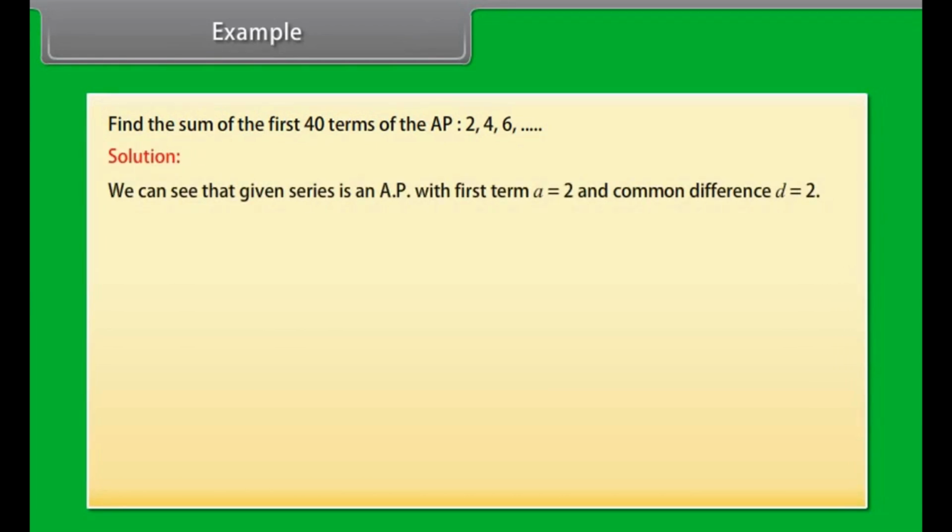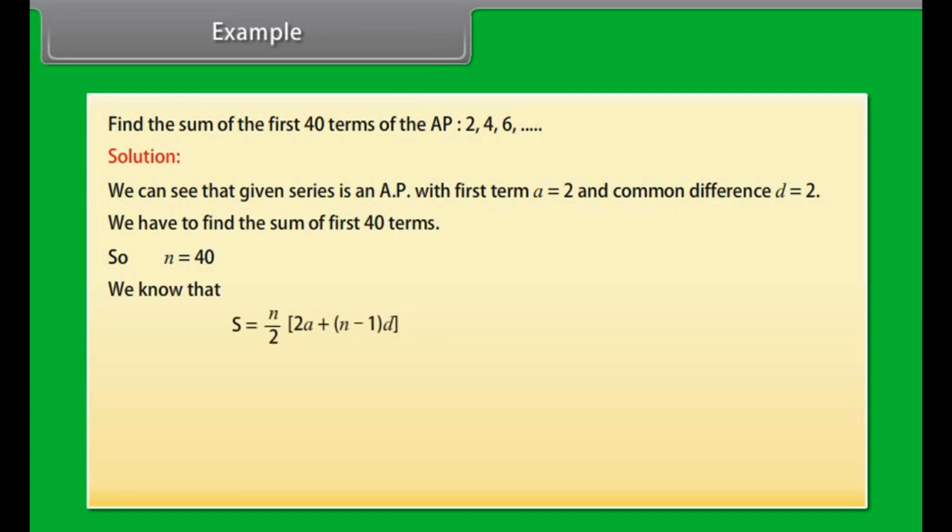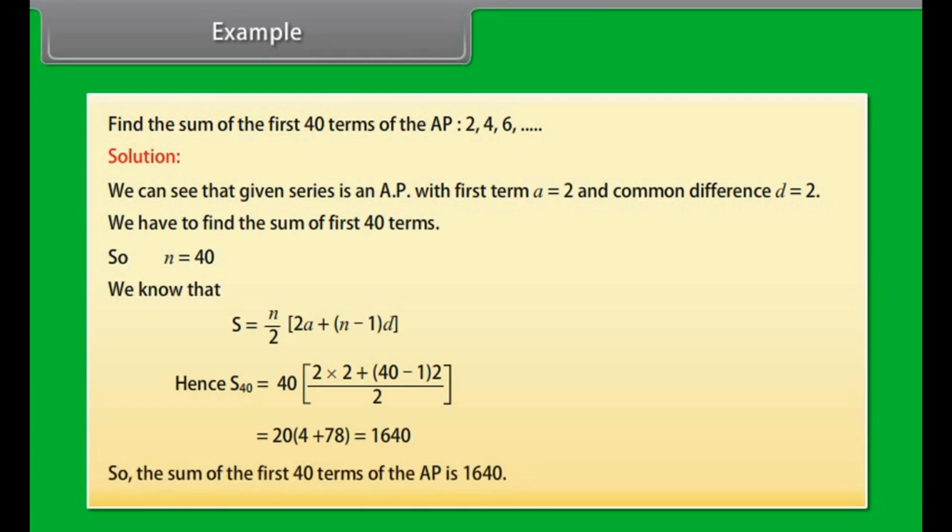We can see that the given series is an AP with first term a is equal to 2 and common difference d as 2. We have to find the sum of first 40 terms. So, n is equal to 40. We know that S is equal to n upon 2 into (2a plus (n minus 1) into d). Hence, S40 is equal to 40 upon 2 into (2 into 2 plus (40 minus 1) into 2), which is equal to 1640. So, the sum of the first 40 terms of the AP is 1640.